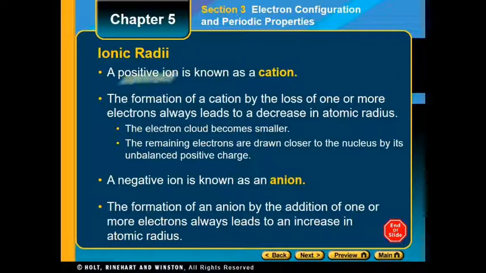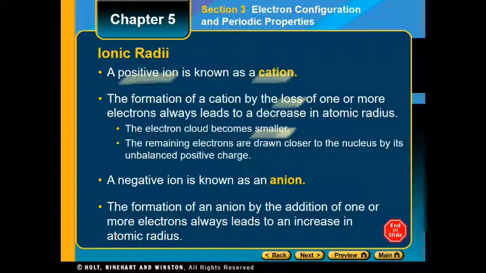So, again, a positive ion is known as a cation. So they have lost one or more electrons. With the loss of an electron, the electron cloud does become smaller. So expect your cations to be smaller than the neutral atom. Okay, the cations will be smaller than your neutral atom.